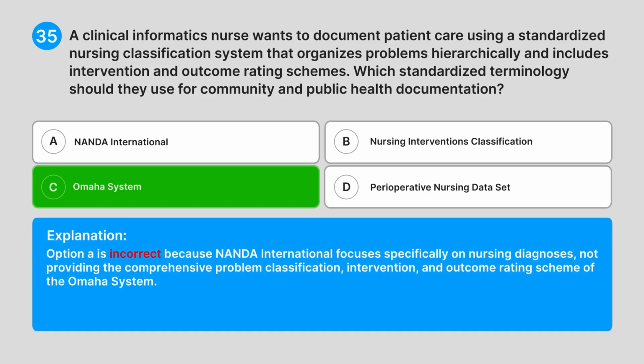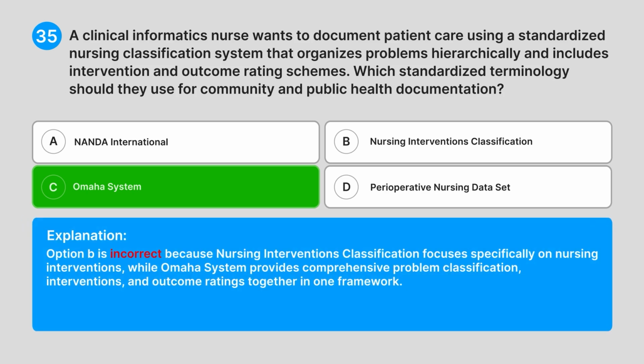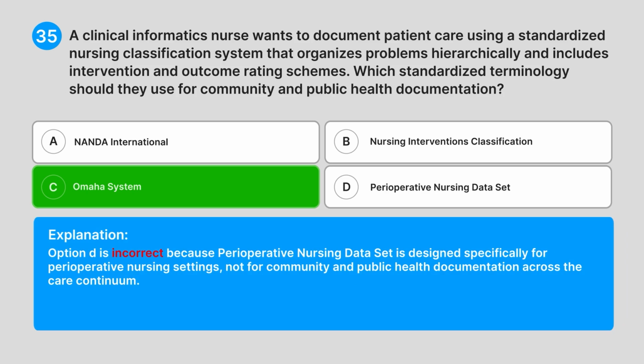Option A is incorrect because NANDA International focuses specifically on nursing diagnoses, not providing the comprehensive problem classification, intervention, and outcome rating scheme of the Omaha system. Option B is incorrect because nursing interventions classification focuses specifically on nursing interventions, while Omaha system provides comprehensive problem classification, interventions, and outcome ratings together in one framework. Option D is incorrect because perioperative nursing dataset is designed specifically for perioperative nursing settings, not for community and public health documentation across the care continuum.